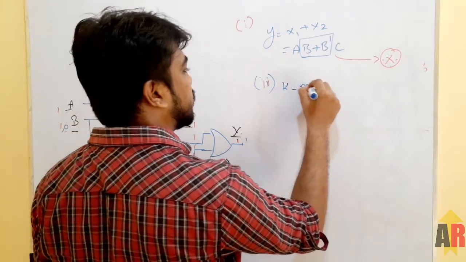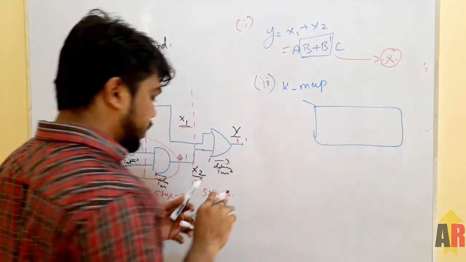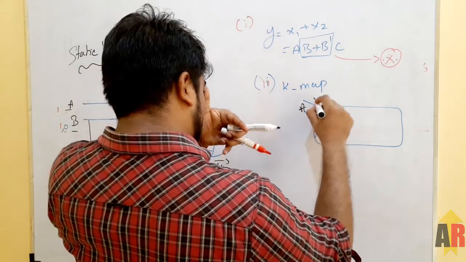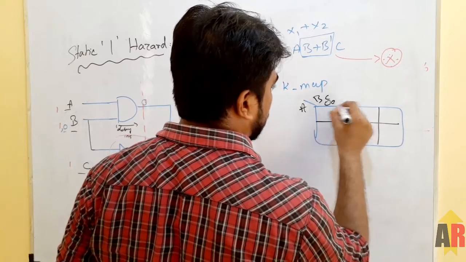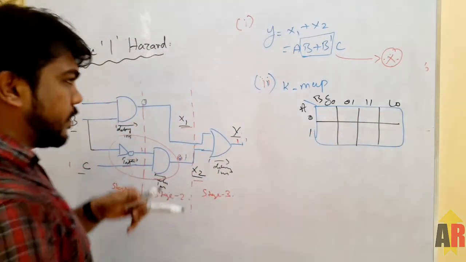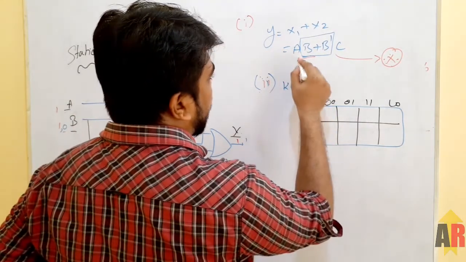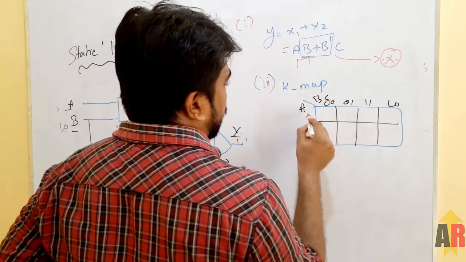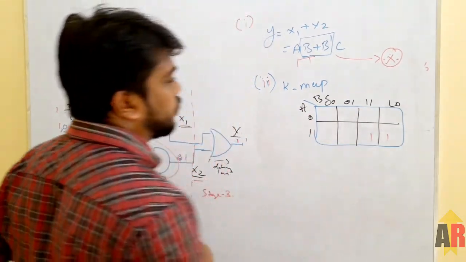K-map. So with this expression I am going to draw the K-map for it. So this is A, B, C. So like this, 0, 0, 0, 1, 1, 0, 1, 1, and this is 0, 1. So we can see how it works. So this is for AB, right? So A is 1, B is 1. Where is A is 1, B is 1? Here. So here we can put 1.